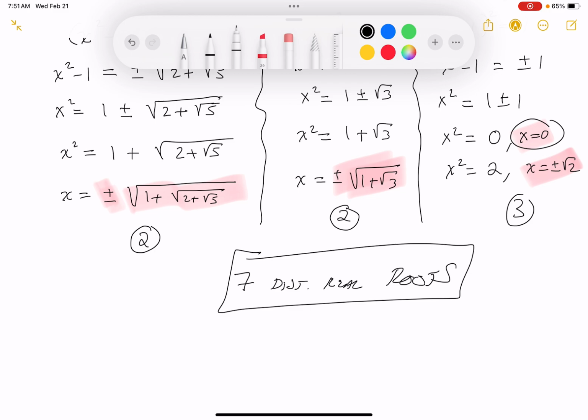What does that mean? There's 8 complex roots to the problem. We did not write those down. They were asking for distinct real roots. Thank you.